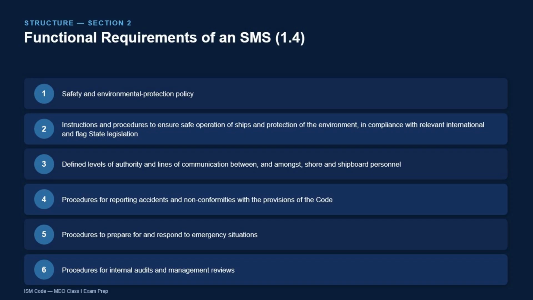Fourth, procedures should exist for reporting accidents and nonconformities. Fifth, emergency preparedness procedures must be established. And finally, procedures for internal audits and management reviews should be maintained. These requirements form the framework of every safety management system.